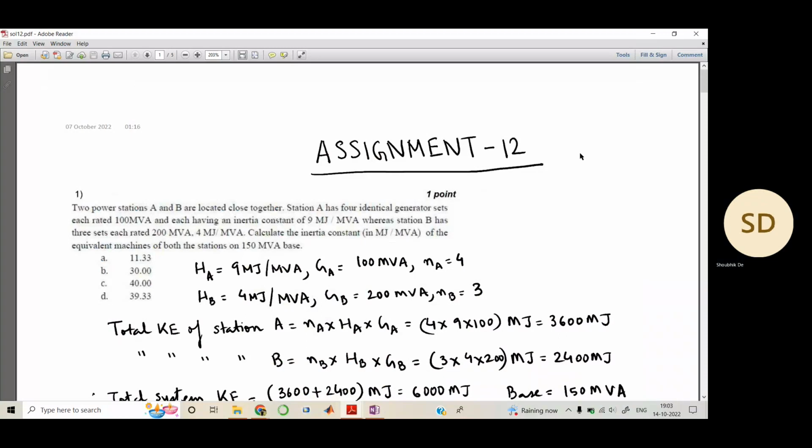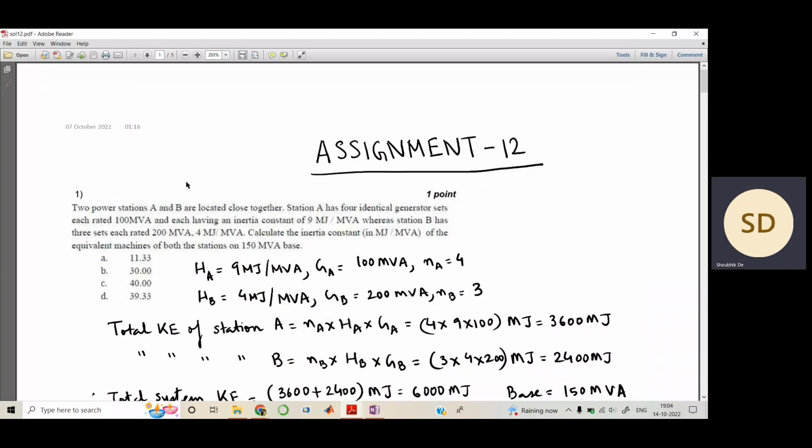It is equally as important as assignment 11, the fault related problems which we saw last week. So we will be discussing some typical questions for this assignment 12, and at the end I have given another problem which is not present in this assignment, but it is a very common question which you can expect in the exam. So having said this, let's start.